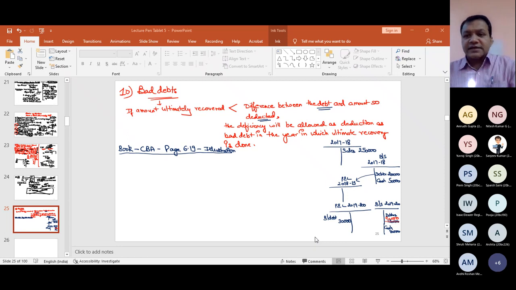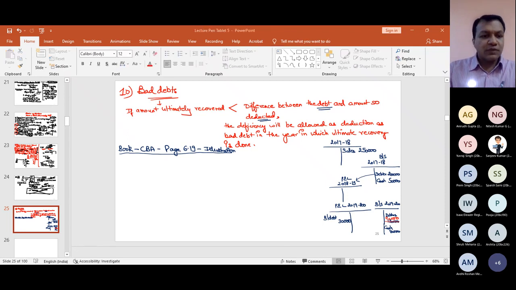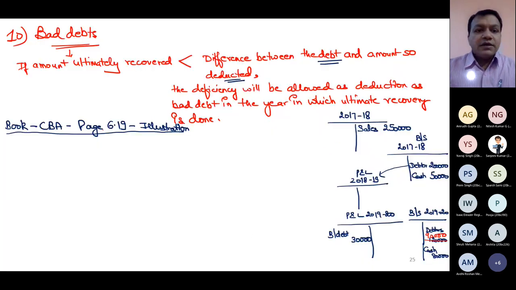Now, what does the Income Tax Act say? It has its own way. If you read the notes carefully, it says that if ultimately recovered, ultimately means when you come to know that you will never recover more than this, only then you start doing the treatment.